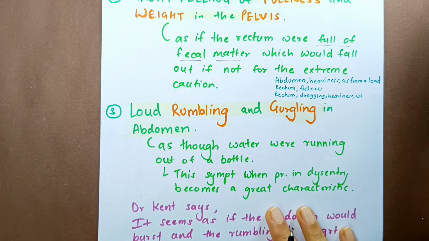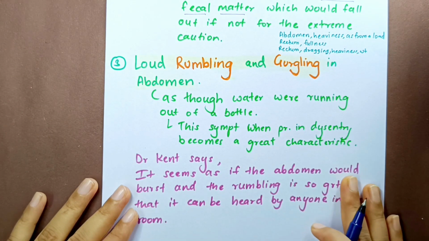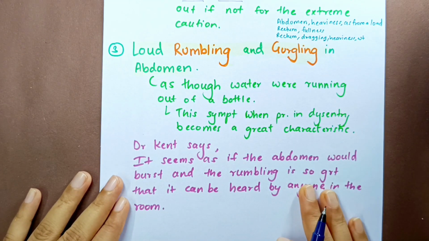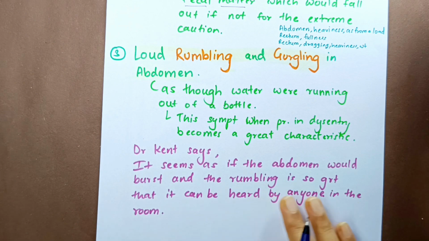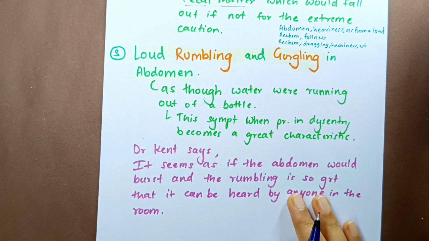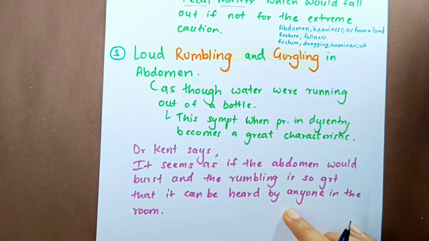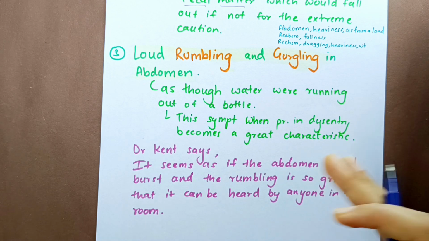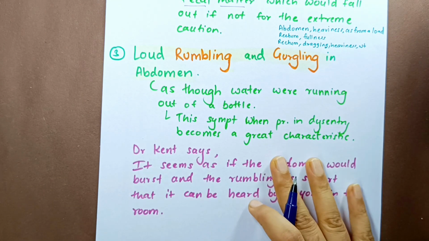Now, Dr. Kent explains it even more beautifully. He says that it seems as if the abdomen would burst, and the rumbling is so great that it can be heard by anyone in the room. So now you understand how loud the noise is, and obviously the noise is like water running out of a bottle. It is so loud that anybody in the room can hear it. Okay, so that's about it.